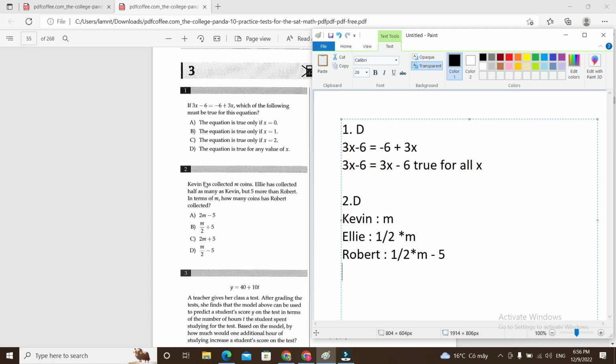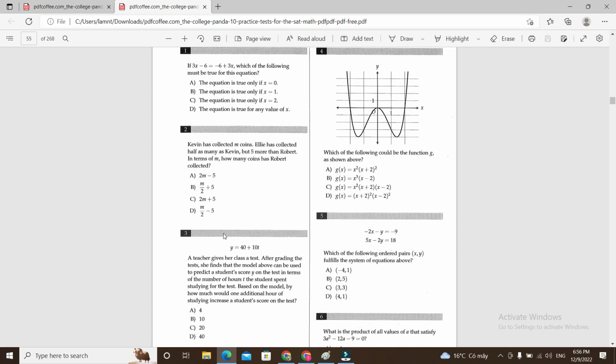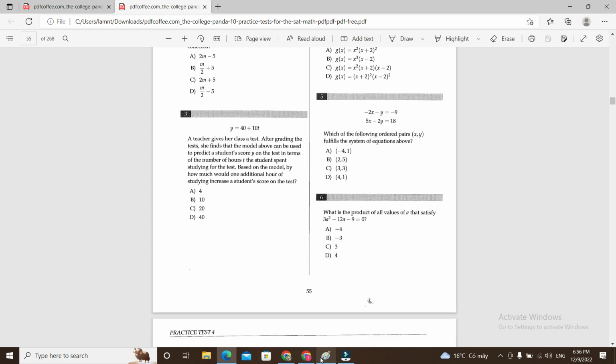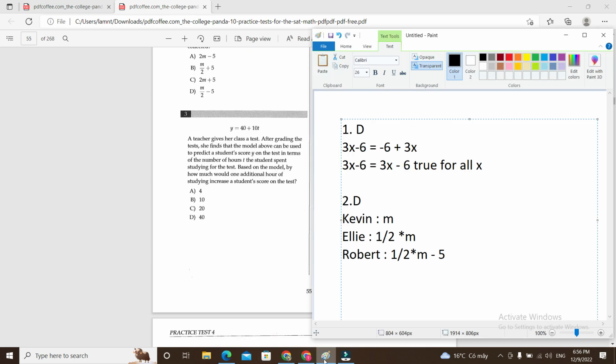Number 3. Okay, let's come to number 3. A teacher gives her class a test. After grading the test, she finds that the model above can be used to predict the student's score y on the test in terms of the number of hours the student studies. Based on the model, how much should an additional hour of study increase the student's score on the test?